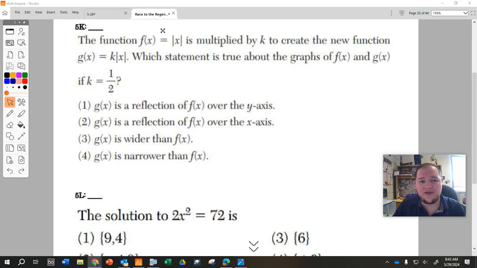So what this question is saying is, hey, the original function is f of x equals absolute value of x. What happens if we have it as 1/2 absolute value of x? Why are they making you do this whole substitution thing and then say it's k of x and k is a half instead of just saying 1/2 x? I don't know. New York State for you.